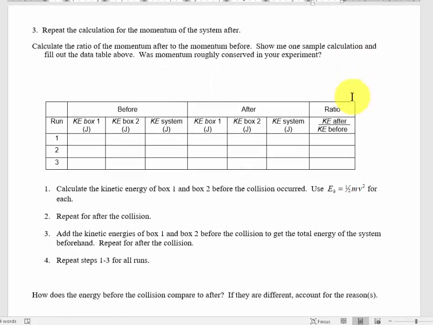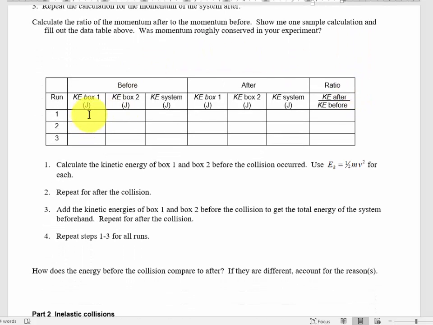I'm going to have you go down and calculate the energy before, 1/2 mv squared plus 1/2 mv squared, and add those guys together. Now you have the energy beforehand. Do the same afterwards, add them together, and take the ratio. If this ratio is close to 1, and if it's not, you better be scratching your head, then energy was conserved.